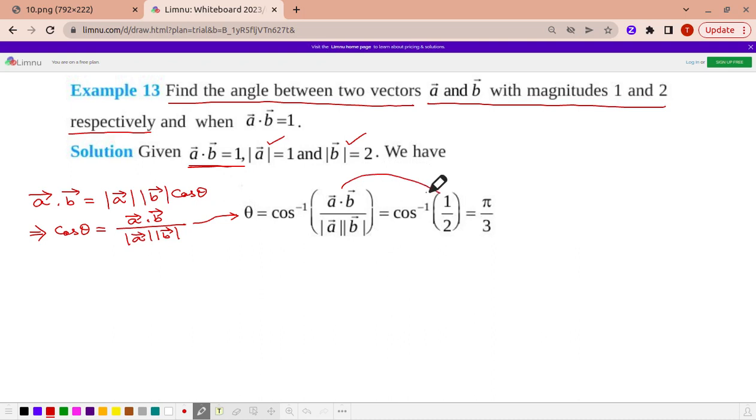Now what is A dot B? A dot B is equal to 1, that's what is given here. And mod A is 1 and mod B is 2. So mod A into mod B is 1 into 2, that is 2. So cos inverse 1 by 2, and we know the value of cos inverse 1 by 2 is pi by 3. We get the answer: the angle between the vectors A and B is pi by 3. I hope you got a very clear idea. Here we use the formula A dot B equal to mod A into mod B into cos theta, and from there we find the value of theta.